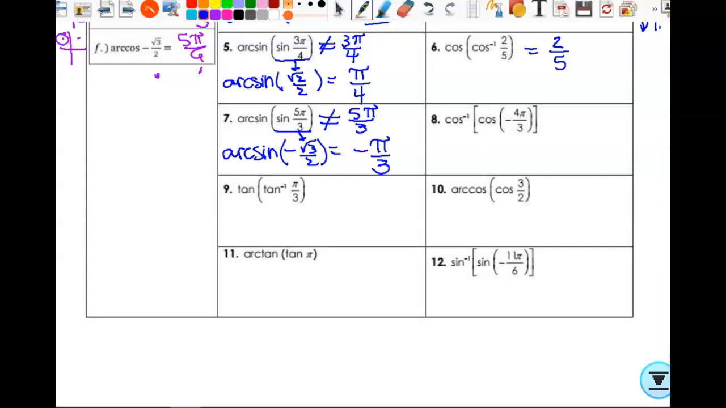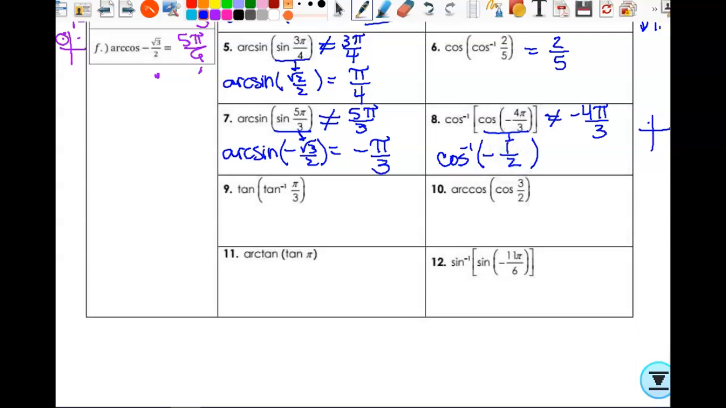All right. Cosine of the cosine inverse of negative 4 pi thirds. Well, negative 4 pi thirds definitely does not fit within that. So I need the cosine inverse of, all right, negative 4 pi thirds. What quadrant does that go in? Negative 4 pi thirds would put me in the second quadrant, right? Okay, and in the second quadrant, cosine is negative. So what is the cosine of 4 pi thirds? I'm sorry, or negative 4 pi thirds. Negative 1/2.